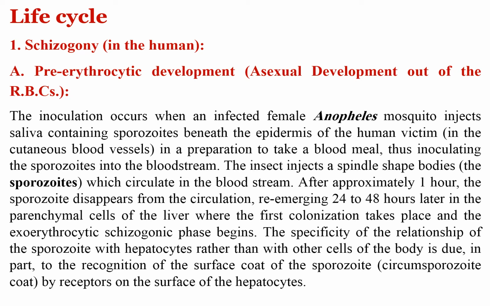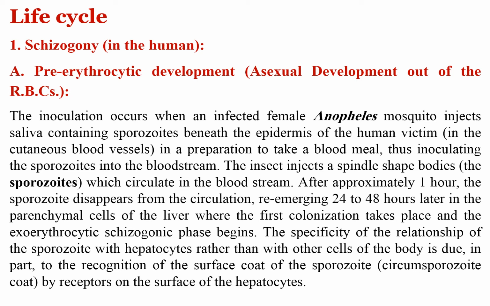The inoculation occurs when an infected female Anopheles mosquito injects saliva containing sporozoites beneath the epidermis of the human victim, in the cutaneous blood vessels specifically, in preparation to take a blood meal, thus inoculating the sporozoites into the bloodstream. The insect injects spindle-shaped bodies called sporozoites. This is the infective stage for a human, the first transfer stage in the life cycle.